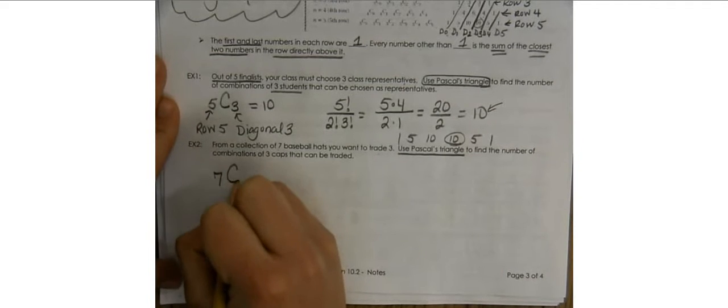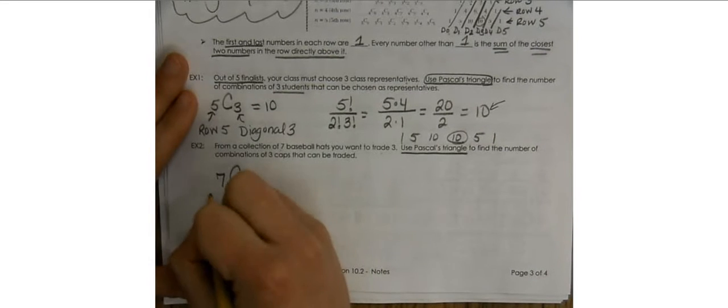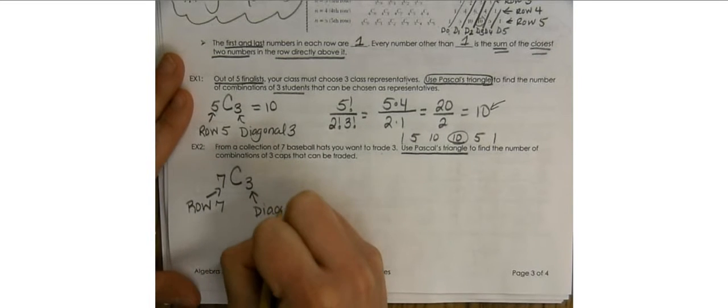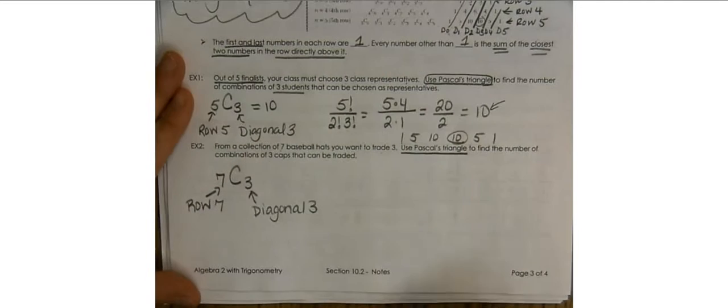All right, let's look at example number 2. It says, from a collection of 7 baseball hats, you want to trade 3 of them. Use Pascal's triangle to find the number of combinations of 3 caps that can be traded. So we are talking about 7 choosing 3. That means we need to look at row number 7 and diagonal number 3. That's what we're looking for.